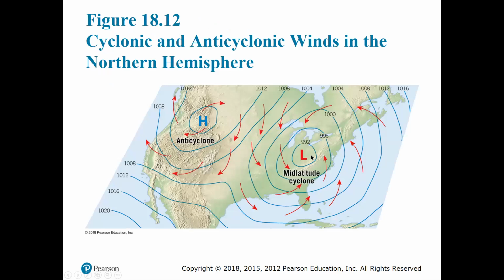So as we go into a cyclone, a low pressure system, the pressure decreases as we move inward. You see here's the 1,000, 996, 992. But then when we look at a high pressure, an anti-cyclone, the values of the isobars increase from the outside toward the center.